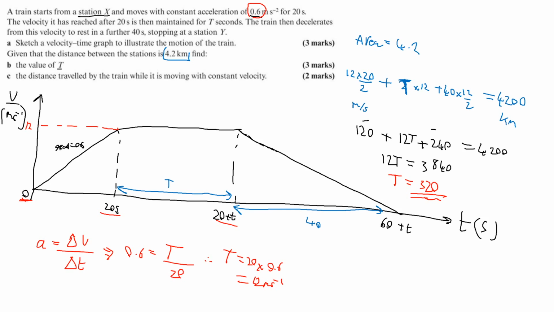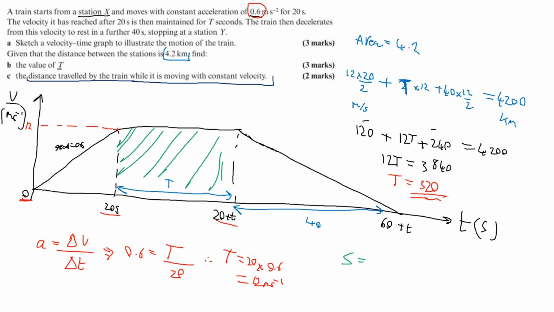Quite a long time between stations, but that sounds about right. Now, how long did the train travel? Oh, sorry, no, the distance the train traveled while moving at constant velocity. The point at which it moved at constant velocity was here. That distance is equal to t, which is 320, times 12. You can put that into your calculator, and you get an answer of 3,840 meters. And that is your final answer.